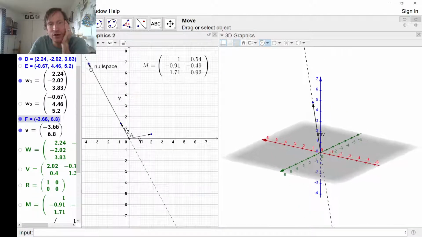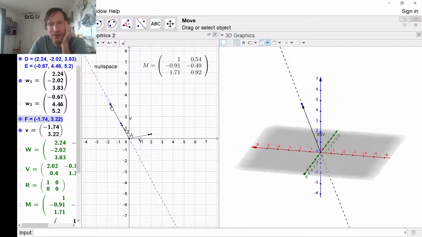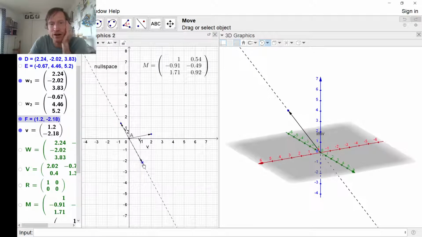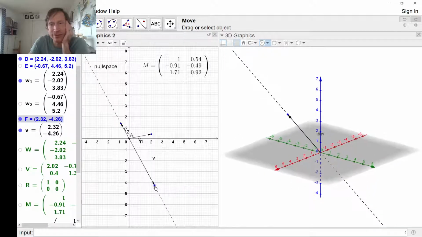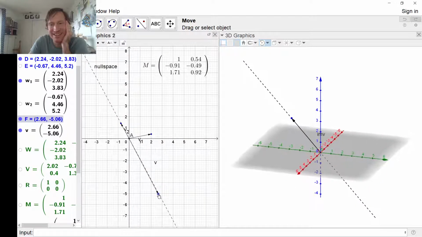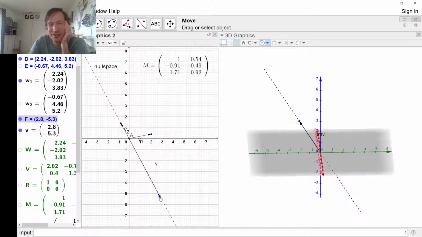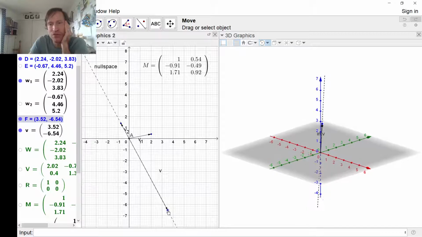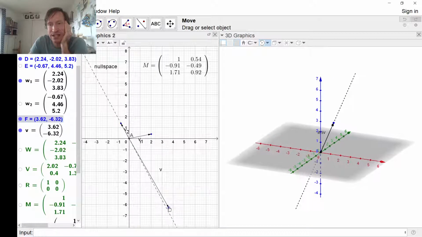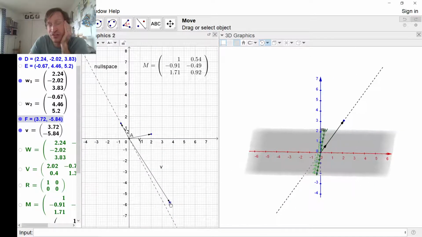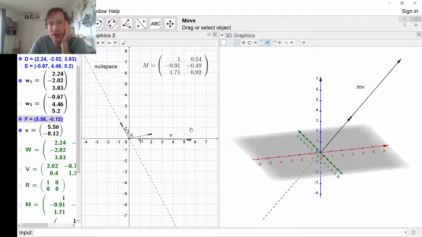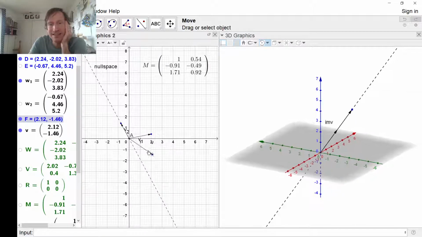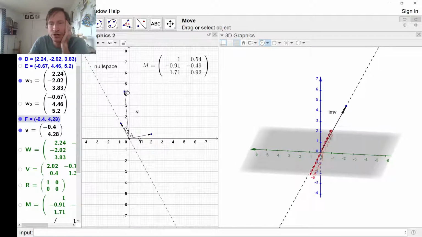Okay, so for all of these vectors along the null space, as I slide v along the null space, notice that all of these are getting sent to 0, right? As long as I stay on this dotted line for the null space, you won't see any image of v. As soon as I move off of the null space here, then the image of v is non-zero, right? So every vector v that isn't in the null space gets sent to something non-zero over in R3.